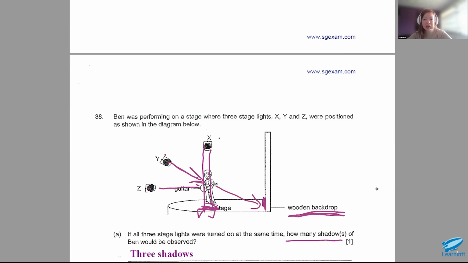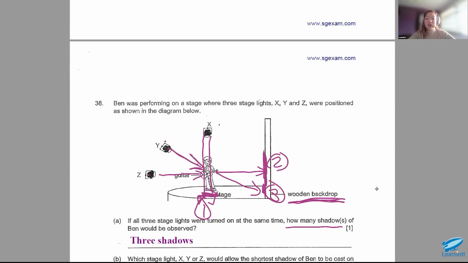And then Z, okay, it will be shining all the way here. So there's like another shadow here. So in total, it will be 1, 2, and 3. 3 shadows. Okay, so done.